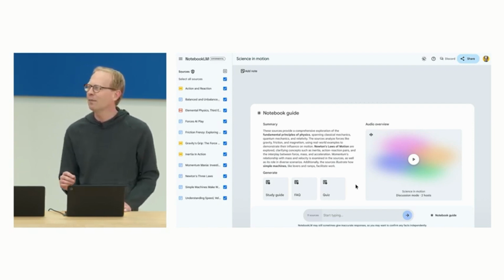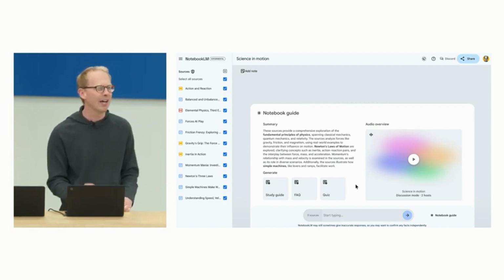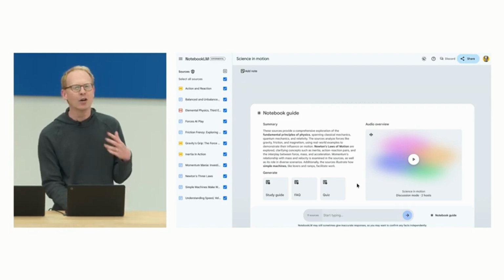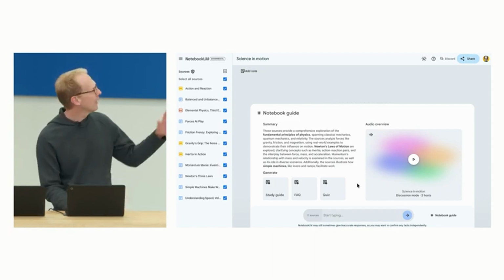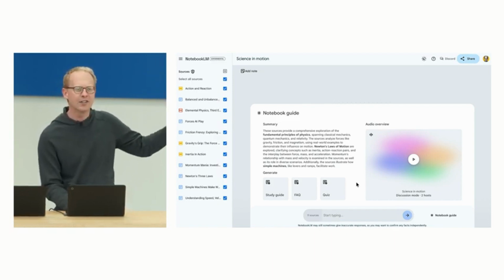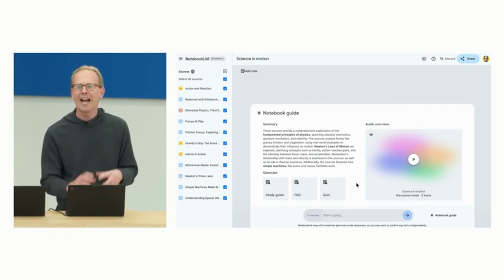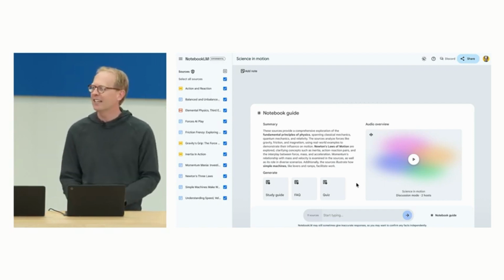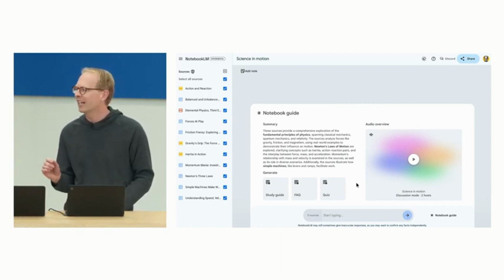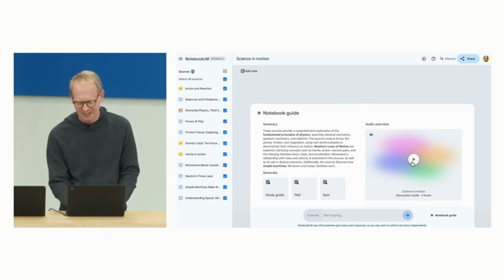So we've prototyped a new feature with Gemini, and it's called Audio Overviews. NotebookLM is going to take all the materials on the left as input and output them into a lively science discussion personalized for him. Let's take a listen.